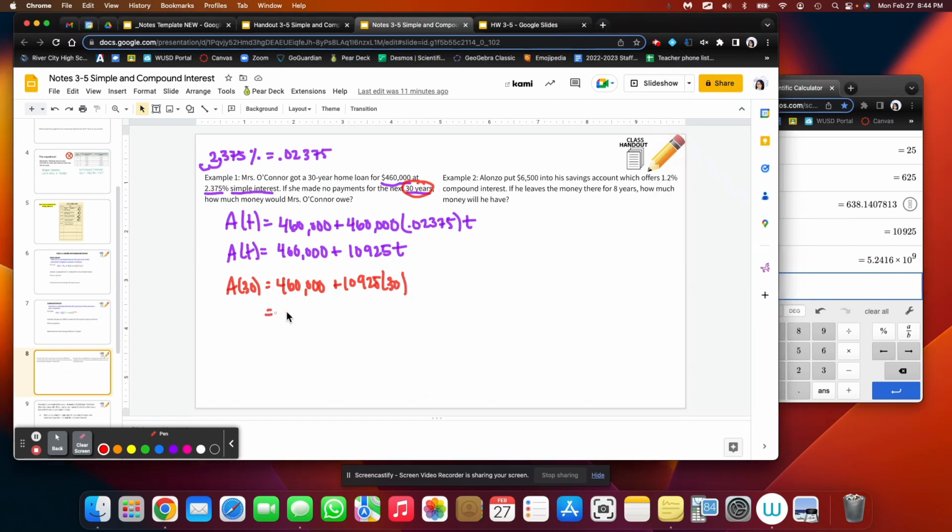So the amount of money that she would owe would be 52416. That's moving over 1, 2, 3, 4. And we still need to move it over 5 more places. 5, 6, 7, 8, 9. So the amount of money that she would owe is over $5 billion. So this is why you need to make payments on your home loans. Let me write this out a little bit more clearly. It would be $5,241,600 or $600,000 is the amount of money she would owe after 30 years.